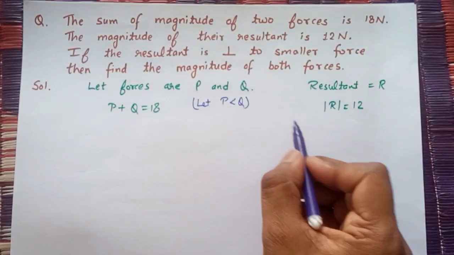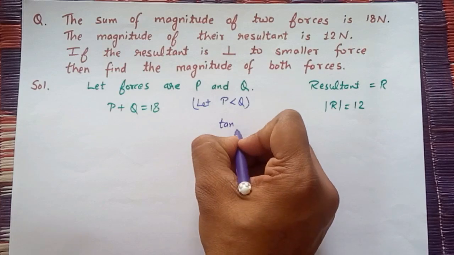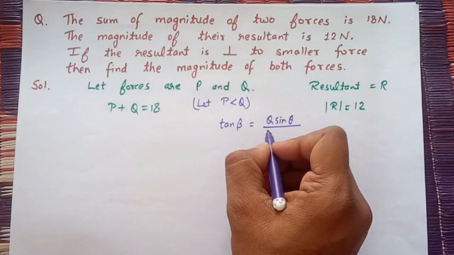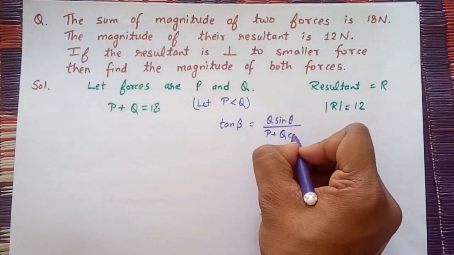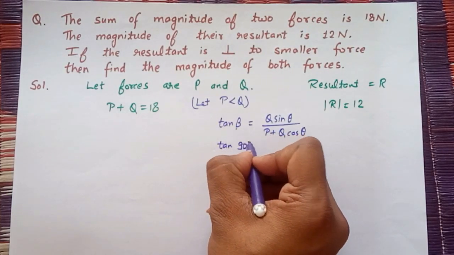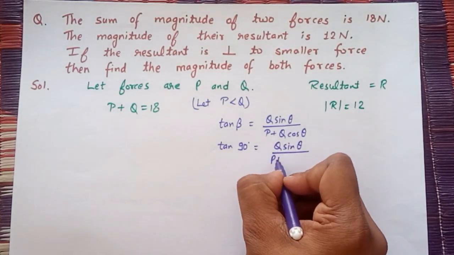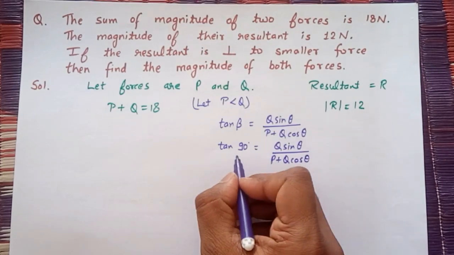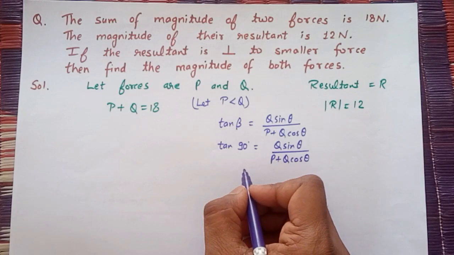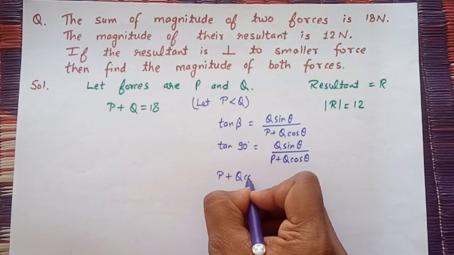Okay, the question is saying that the resultant is perpendicular to the smaller force. Means in that formula, tan beta will be equal to Q sin theta upon P plus Q cos theta. Beta is 90 degrees, so tan 90 degrees will be equal to Q sin theta upon P plus Q cos theta. Tan 90 degrees, I can say, is sin 90 upon cos 90, which is 1 by 0. Taking 1 by 0 and cross multiplying, we will get P plus Q cos theta equals 0.